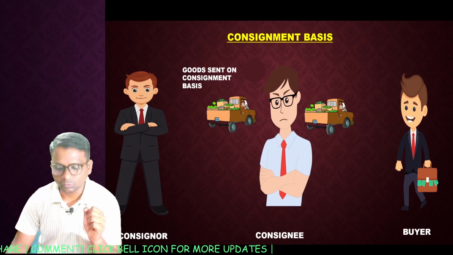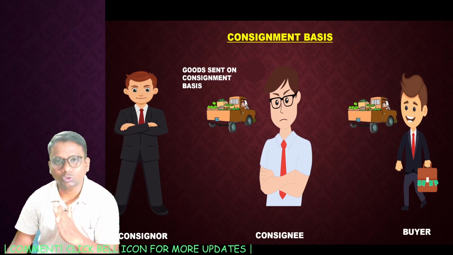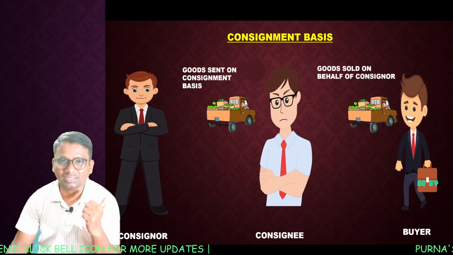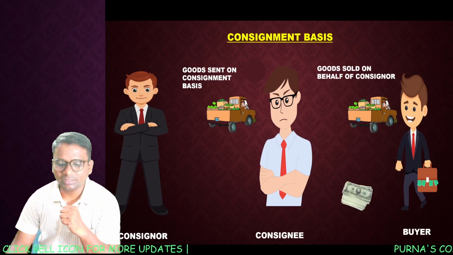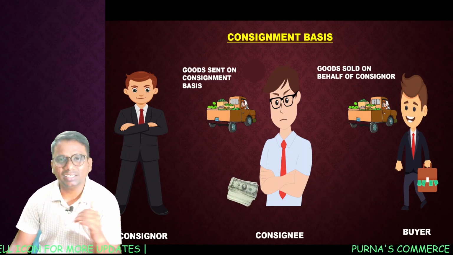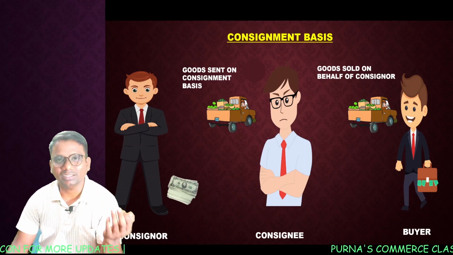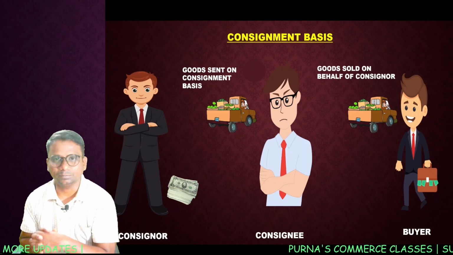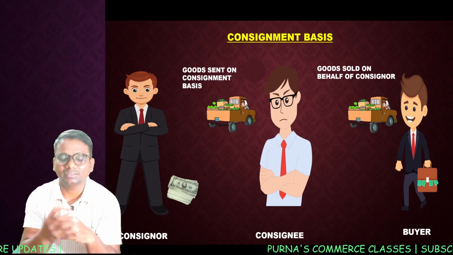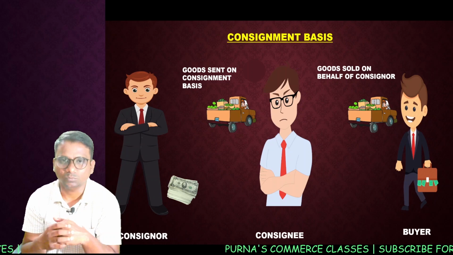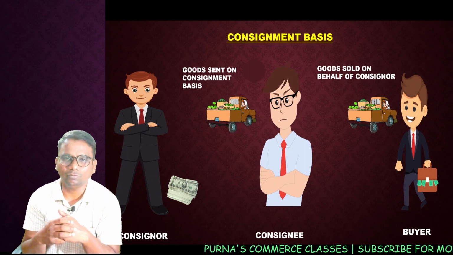So try to understand. Now, the consignee sold goods to a buyer on behalf of the consignor. So the buyer pays cash first to whom? Consignee. Later on, the consignee remits this cash to the consignor. Sir, what is the benefit for the consignee here? The consignor pays some commission to the consignee. That is the benefit for the consignee for acting as agent of the consignor.